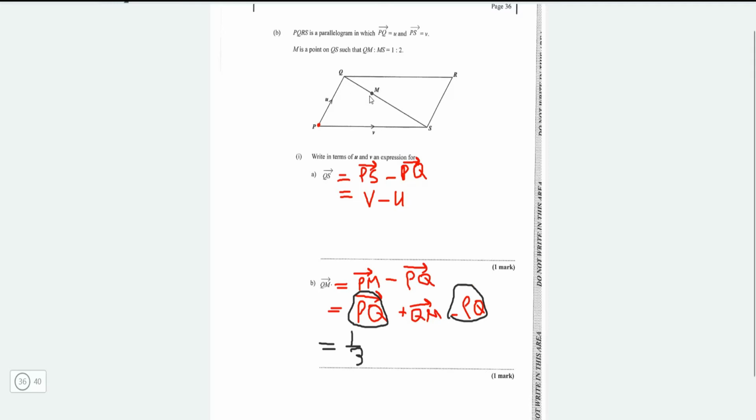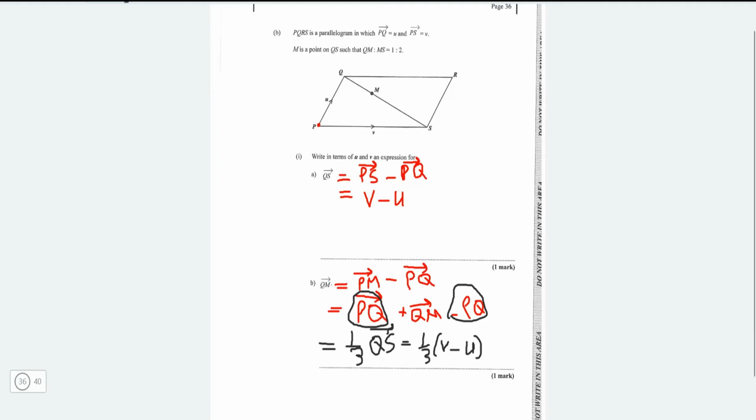What QM, bear in mind, is going to be 1/3 of QS. So that was crazy for me to do all of that. QS we already found, so it's going to be 1/3 of V minus U. That's all. No wonder 1 mark. I was trying to use the origin to solve it and then realized it made no sense. This is what you do. It's 1/3 of QS, which is 1/3 of V minus U.